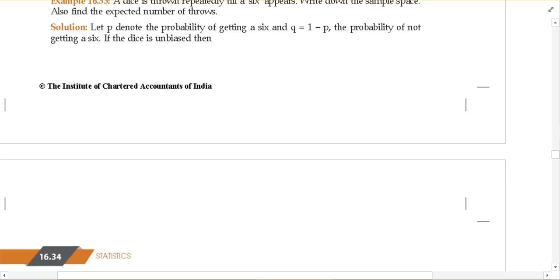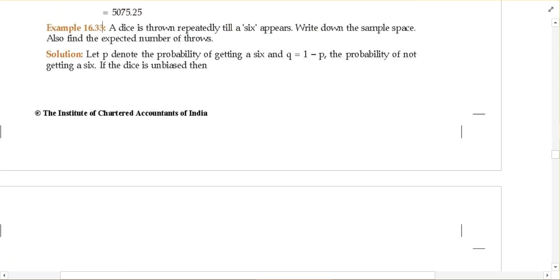When you have to write the sample space and you haven't seen this question before, it is a very difficult question for you, because you don't know how many times the die will be thrown until 6 appears. So you cannot write the sample space precisely if you are seeing this question for the very first time. So I'm telling you what to do. 6 appears is the case of success.